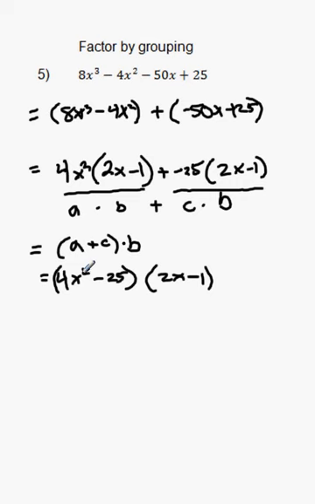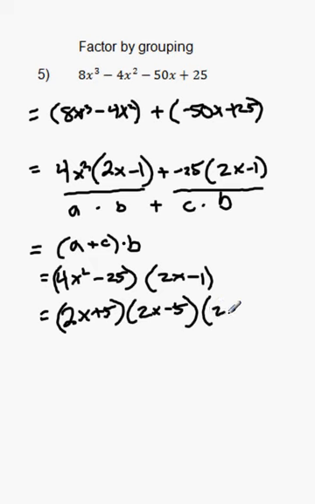This is a difference of two squares. The square root of 4 is 2, the square root of x squared is x, and the square root of 25 is 5. So this, in effect, becomes 2x plus 5 times 2x minus 5, and we have 2x minus 1. So that is the complete factorization of 8x cubed minus 4x squared minus 50x plus 25.